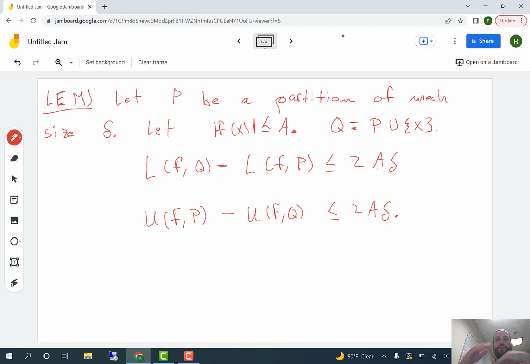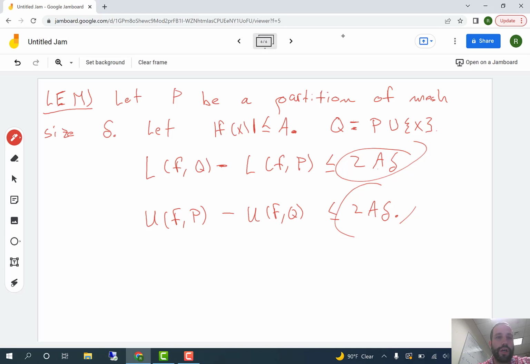So if I look at my partition P and I refine P by just adding 1 point, then if I look at L(f,Q), yes, we know L(f,Q) is going to be greater than or equal to L(f,P), but how much greater it is than L(f,P) is going to be controlled by that there. And similarly, U(f,Q) is going to be less than or equal to U(f,P), but this says it can't be too much smaller. In other words, it's controlled by this 2a delta here as well.